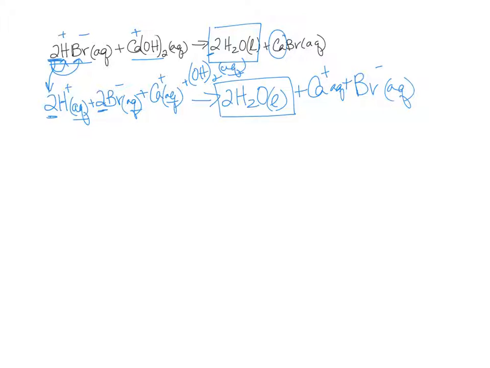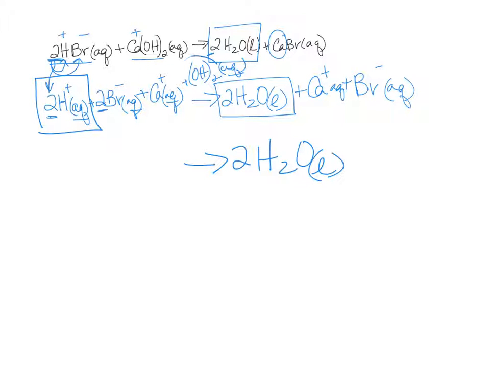My last step is going to be my net ionic equation. And the net ionic equation is always going to be the insoluble compound, which in this case is water, and then it's going to be the ions that make that up. And the ions that make up that water are going to be my hydrogen and my hydroxide. So I'm going to bring those down to H plus aqueous plus my OH minus aqueous, which is going to be the negative.